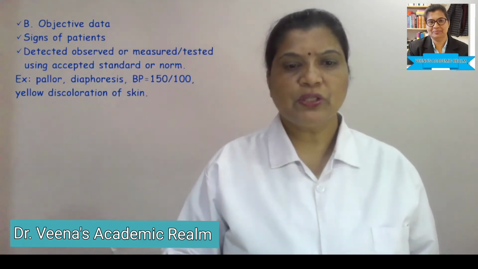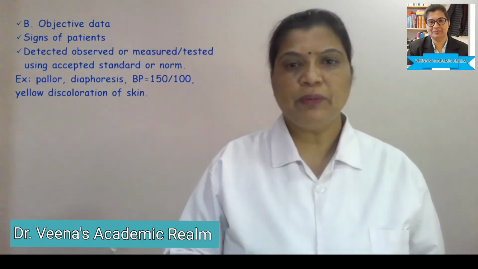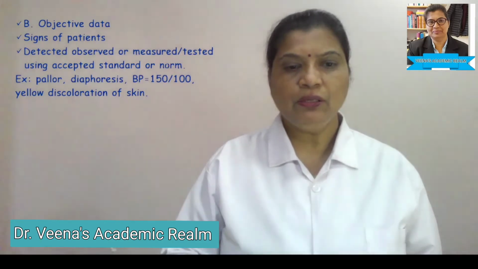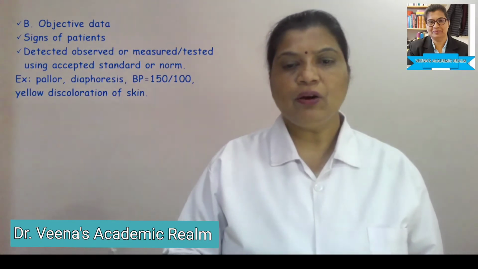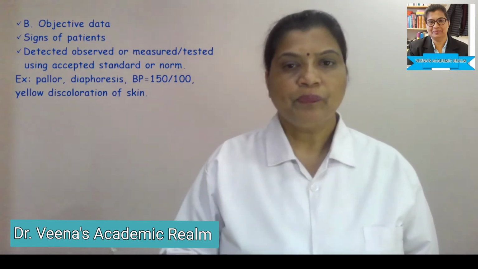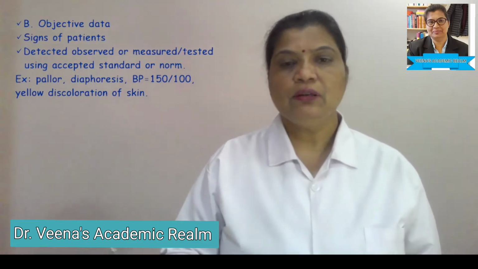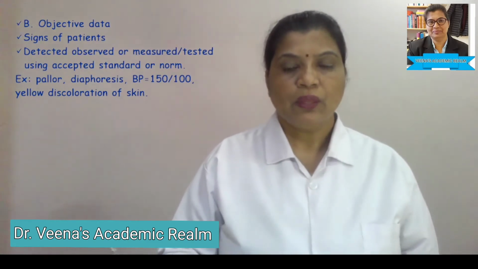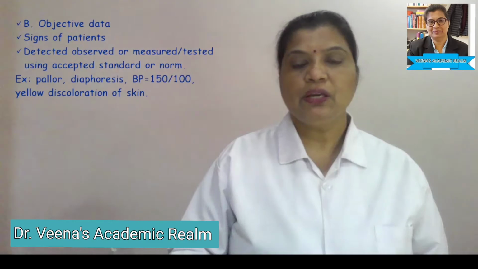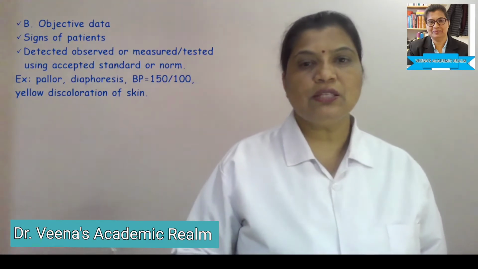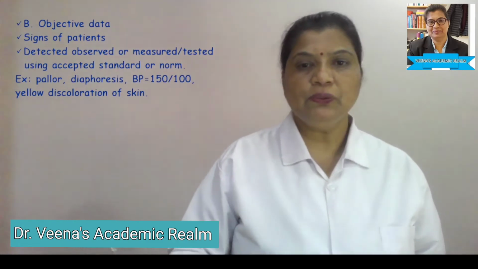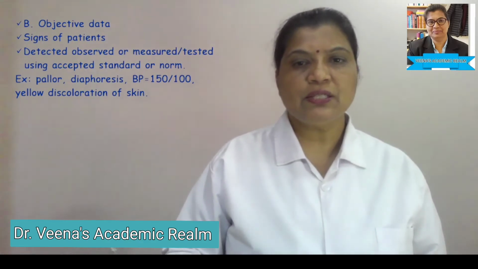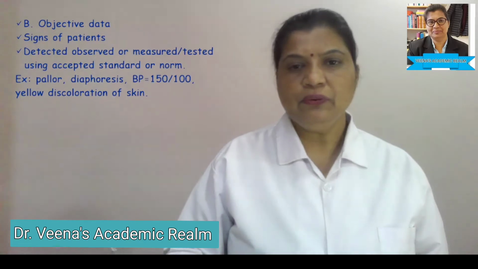Next is objective data. What are the examples of objective data? Signs of the patient, detected by observation or measured by some investigation or test. For example the patient is having diaphoresis, severe sweating, the patient is having high blood pressure, yellow discoloration of the skin. So these are some of the examples of objective data. So we have seen the types of data, subjective data and objective data.